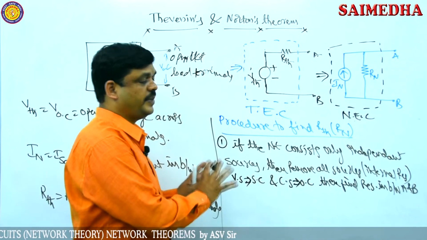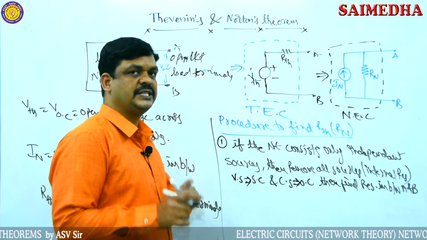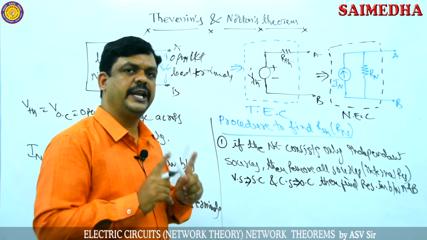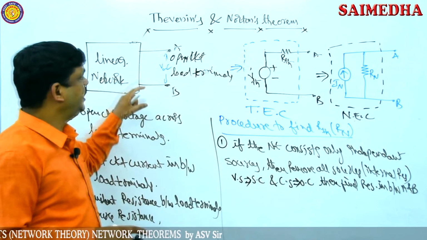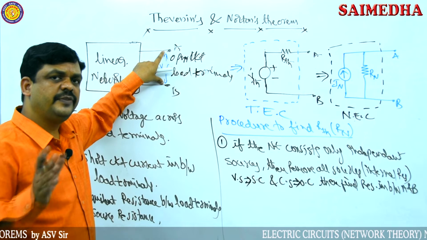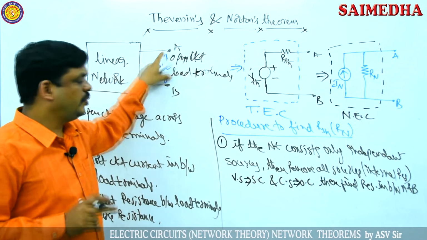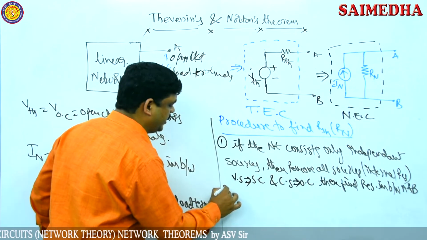You have to write all these points clearly, because these points are important. To find the Thevenin's resistance, one technique is, if the network consists of only independent sources, remove all the sources and find the resistance between these two terminals. So the elimination of sources is to apply the internal resistance of the sources. So voltage source is short circuited, current source is open circuited. This is one technique here.